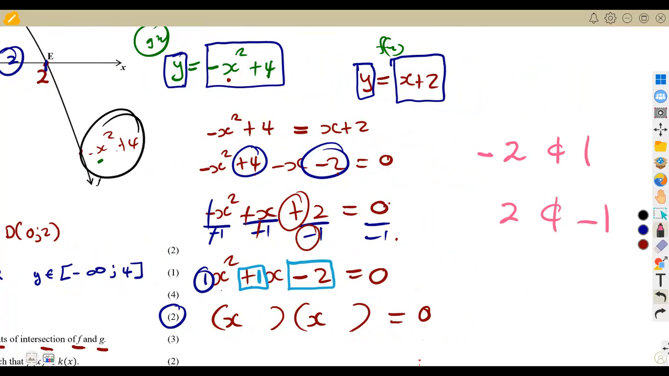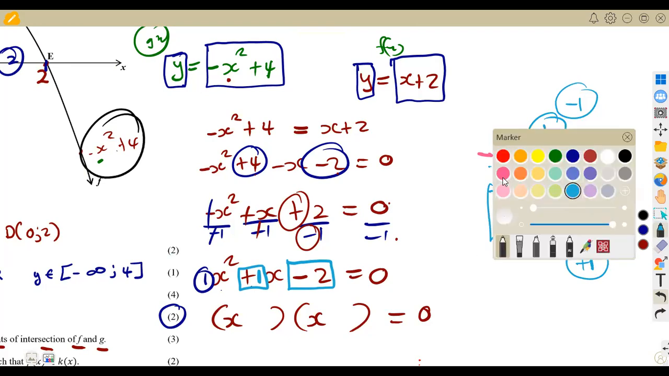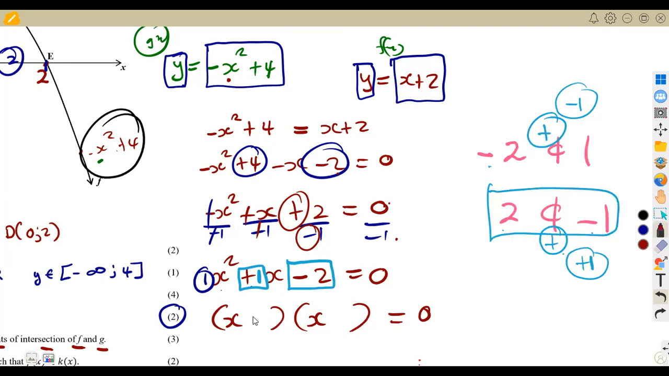But the question is, which pair are we going to add and get a positive 1? If we add these two, minus 2 plus 1, that's a negative 1. If we add these two, 2 plus minus 1, that's a positive 1. So this is the one that's going to satisfy our condition. These are the values satisfying it: 2 and minus 1. So we're going to have x plus 2 times x minus 1 is equal to 0.